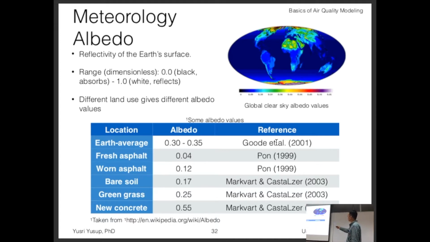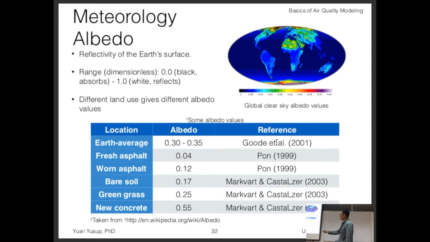But somewhere in the middle here is quite a low albedo value, because the color of the ocean is blue or green, so it absorbs more. Here is low albedo because it's the desert. It's made of sand, and sand is mostly white and reflects light back out, and so on. Now, Earth average is 0.3 to 0.35.